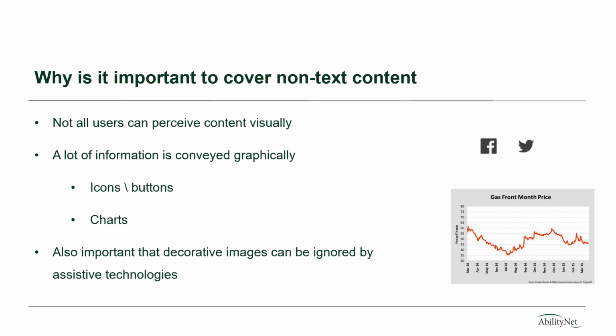Now, a lot of information is conveyed graphically, so icons and buttons are a very common example, and charts and graphs are widely used as well. Images are often used decoratively, of course, and it's important that whilst these add some cosmetic value to a web page for sighted users, they add very little value to the content. So they should be set up so that they can be ignored by assistive technologies such as screen readers. And we'll go on to look at some specific examples of each of these in the coming slides.